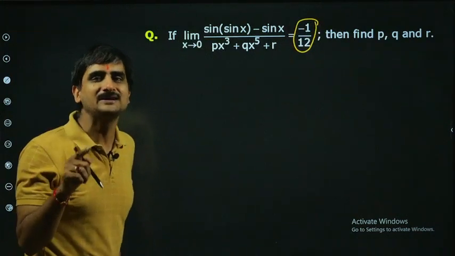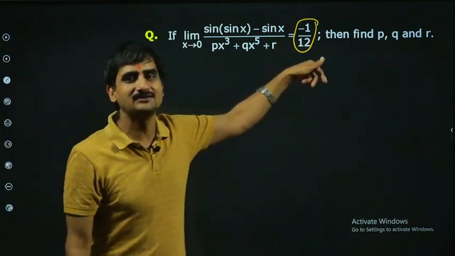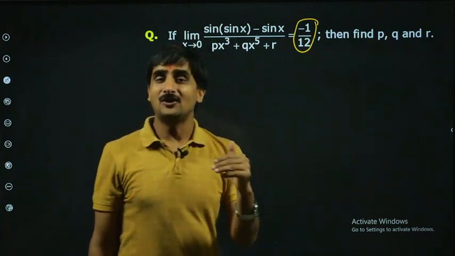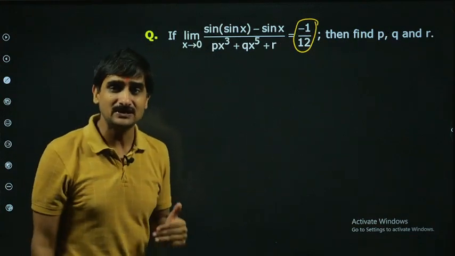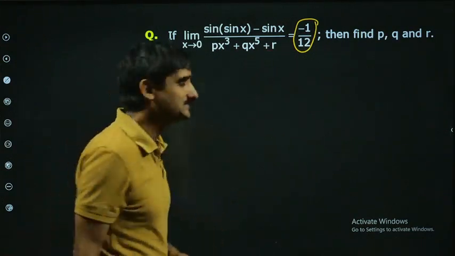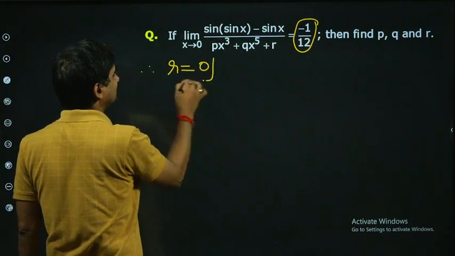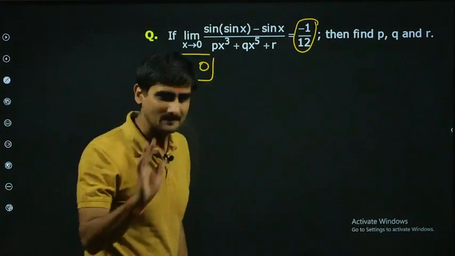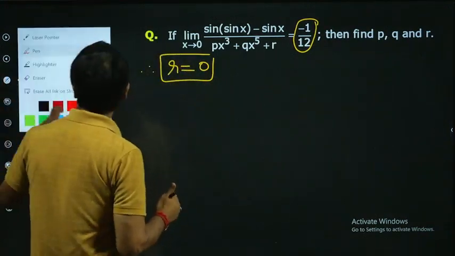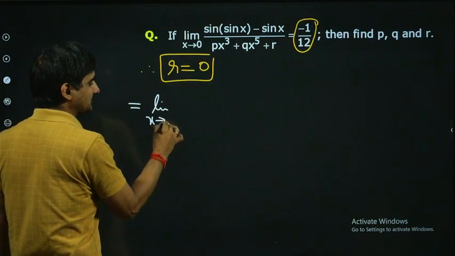So that simply means, if at all it has to take some finite non-zero value, it should be an indeterminate form 0 by 0, and since the numerator is 0 for sure, the denominator must be 0. So therefore, just by looking at it, we can say r is 0 for sure. So one thing is done. Now we have to find a value for p and q. So let's start. We will say, okay, limit as x approaches 0.